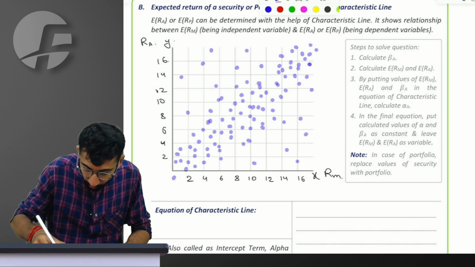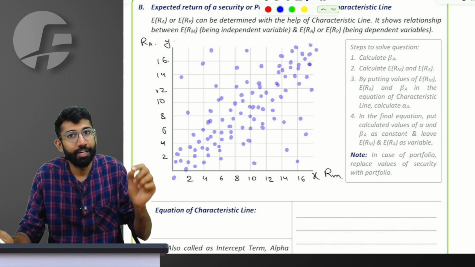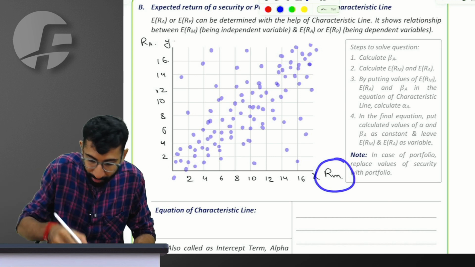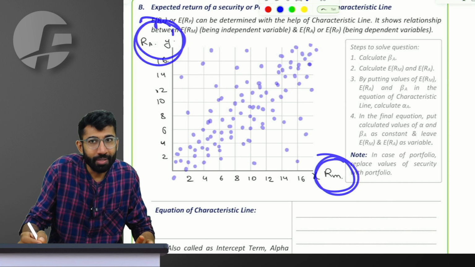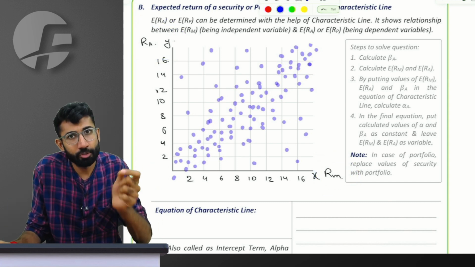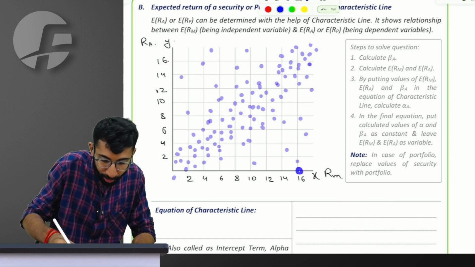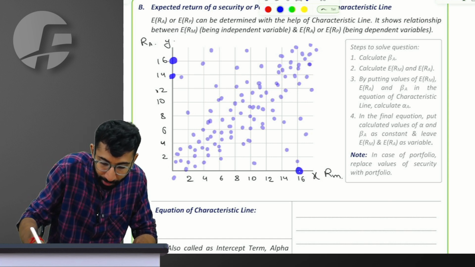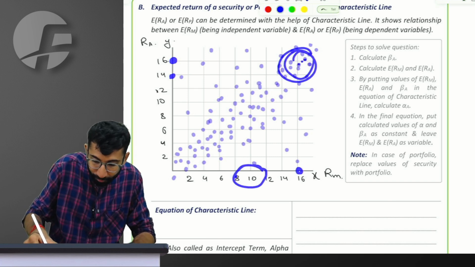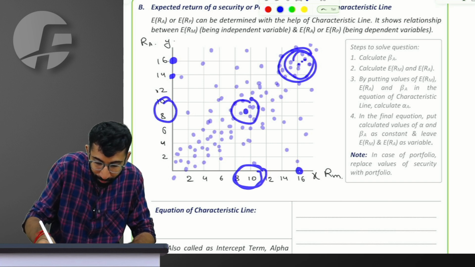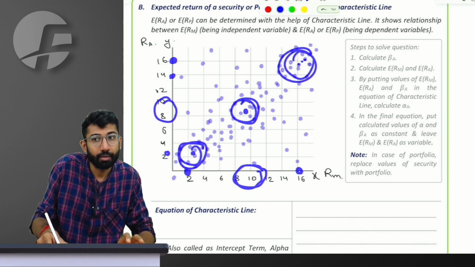Are you people able to connect to the point that generally there would be a positive kind of relationship between the market and the security? Which means, generally speaking, there are exceptions, but when the market gives a higher return, the security automatically gives a higher return, and the point will be somewhere here. When the market gives a medium return, the security gives a medium return, the point will be somewhere over here. When the market gives a lower return, the security gives a lower return, the point will be somewhere over here.